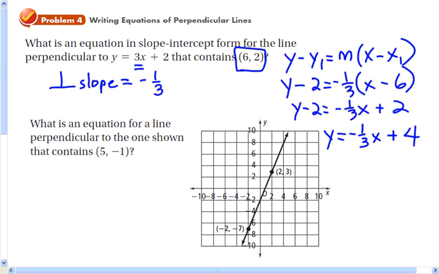We can check that and see if you could check those on a graph and see if they look perpendicular, but we know that the two slopes are opposite reciprocals. If we multiply them, we'll get negative 1.